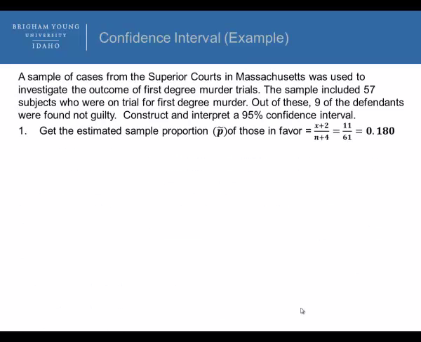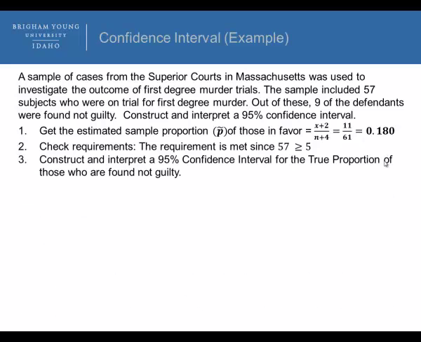So first of all, get the estimated or adjusted sample proportion, or p-tilde, for those found not guilty. We would take x, so 9 would be x, and 57 would be n. And so for this problem we would get 11 divided by 61, which would be 0.180. Then we would check the requirements, and since 57 is greater than 5, we can assume the requirement is met. And then do the confidence interval.